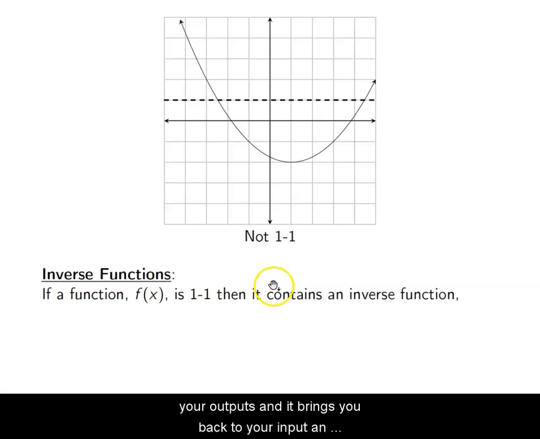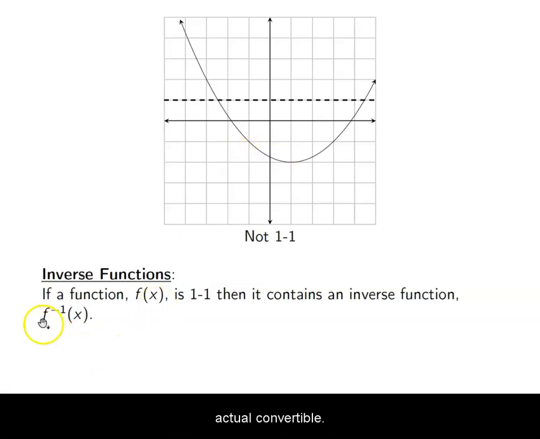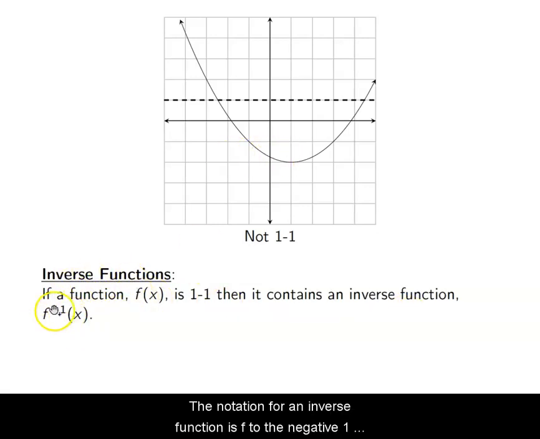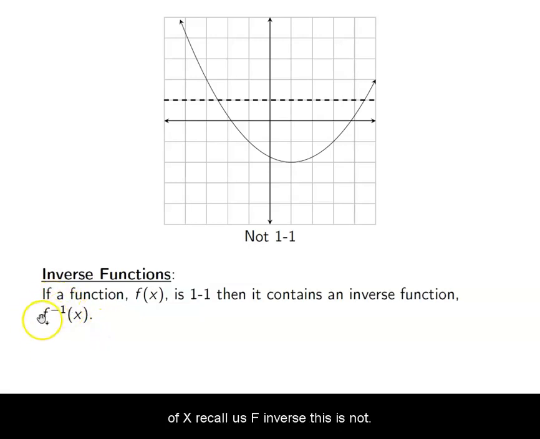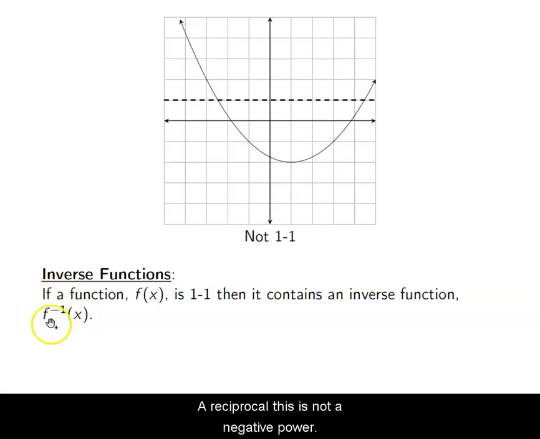An inverse function only exists if your function is one-to-one. Because if your function is not one-to-one, then you'll have several functions for your inverse, right? Since you won't have just one function, it's not an actual invertible function. The notation for an inverse function is f to the negative 1 of x. We call this f inverse. This is not a reciprocal. This is not a negative power.